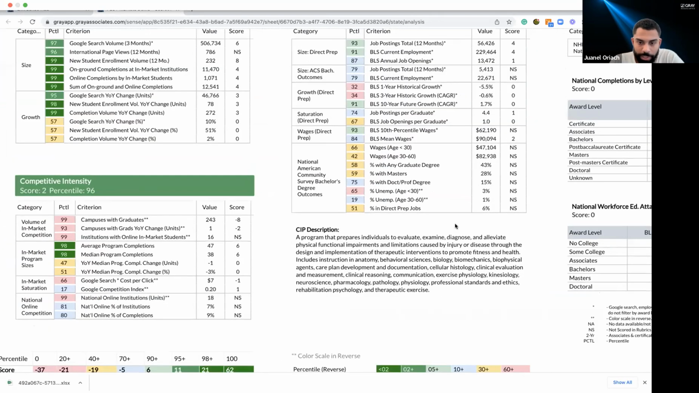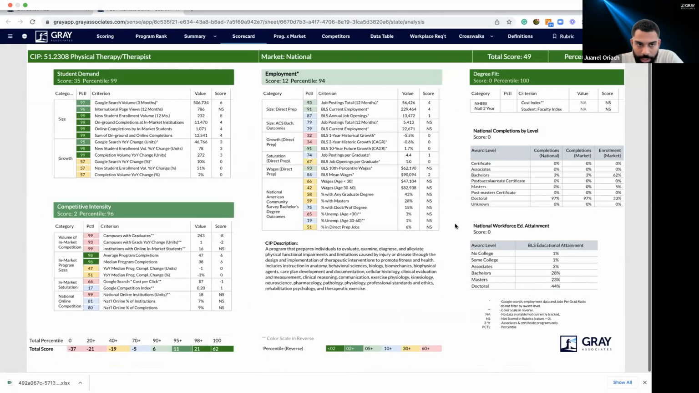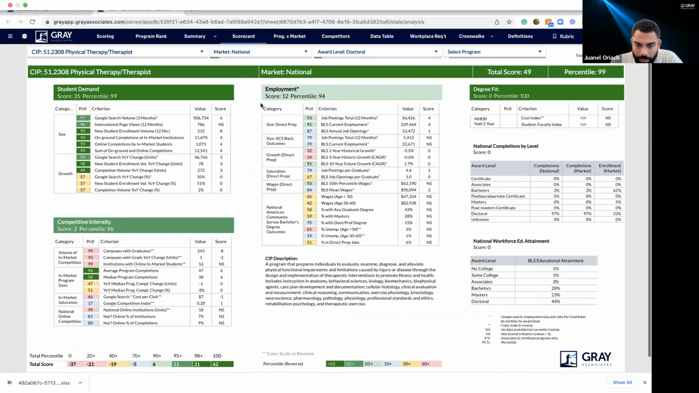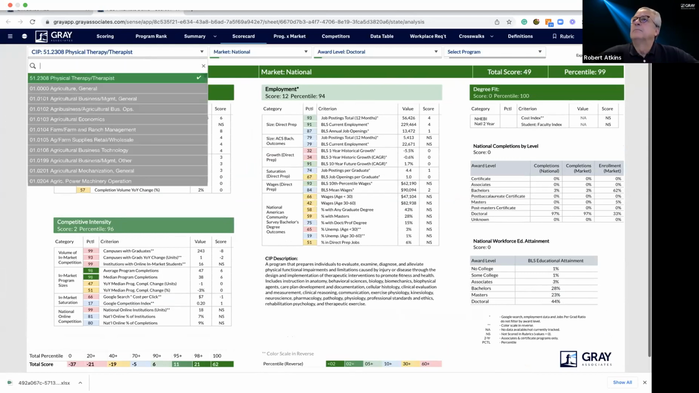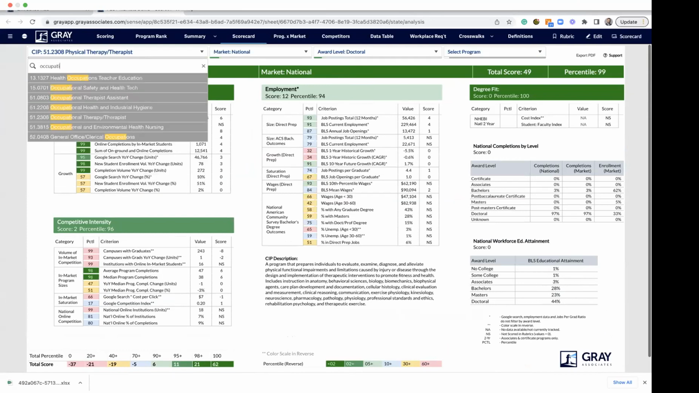So that's going to be physical therapy. I think the next one was occupational therapy. Correct. Ned? Yep, OT's next. Okay.